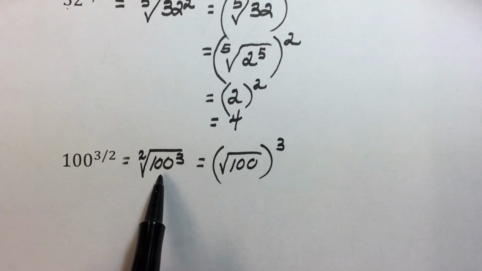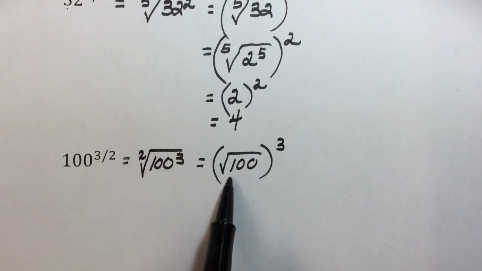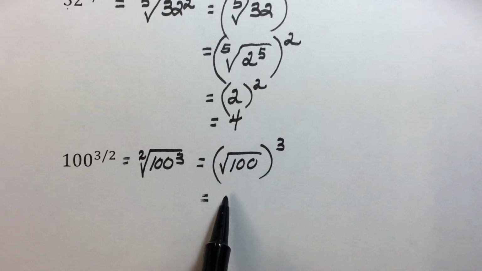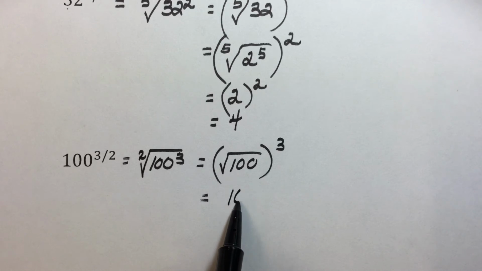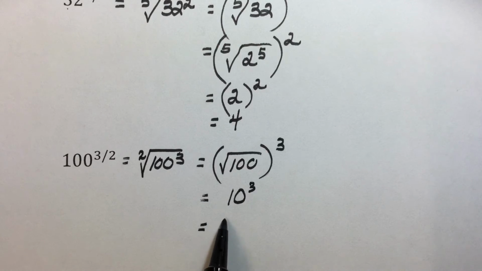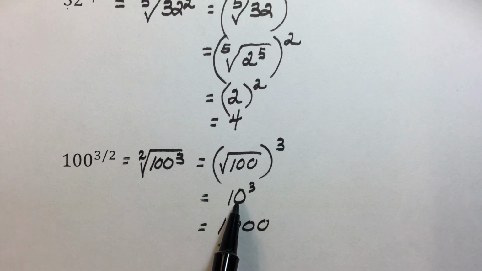Either one of these, we can take 100 to the 3rd power and then take the square root, or here, square root of 100, what number times itself equals 100 would be 10, and then we will raise it to the 3rd power, which will result in 1,000 from 10 times 10 times 10 for our final simplification of this expression.